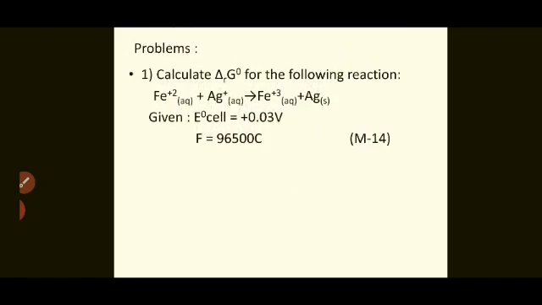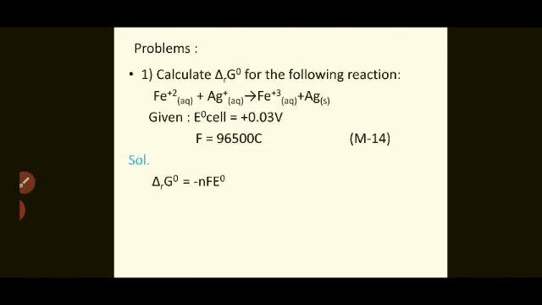The first problem is: calculate delta r G naught for the following reaction. The reaction is given: Fe2+ plus Ag+ gives Fe3+ plus Ag. Here the values of E naught cell and F, that is Faraday, are given. This problem was asked in March 14 for 3 marks. So how to solve such problems? For this, first of all we should write the formula, and in that formula the required quantity, that is n, we will see.